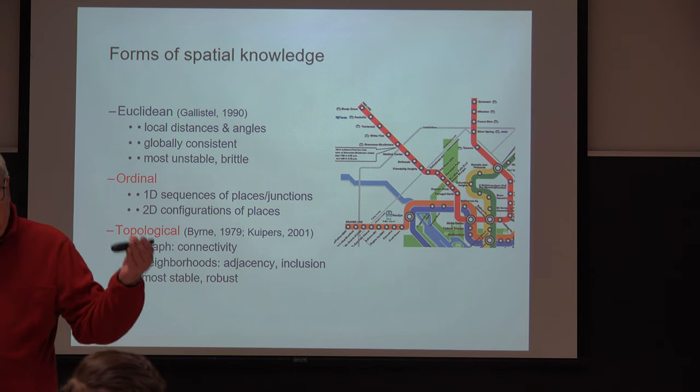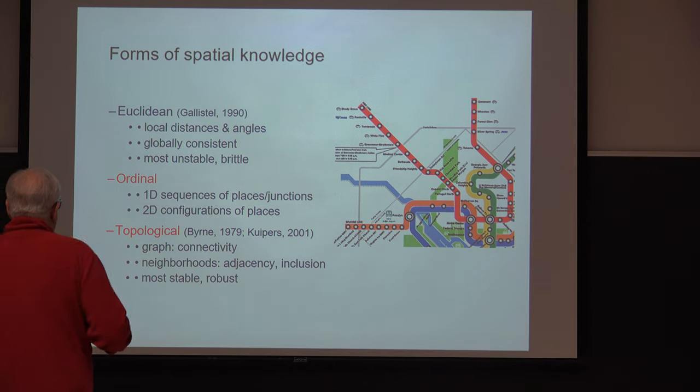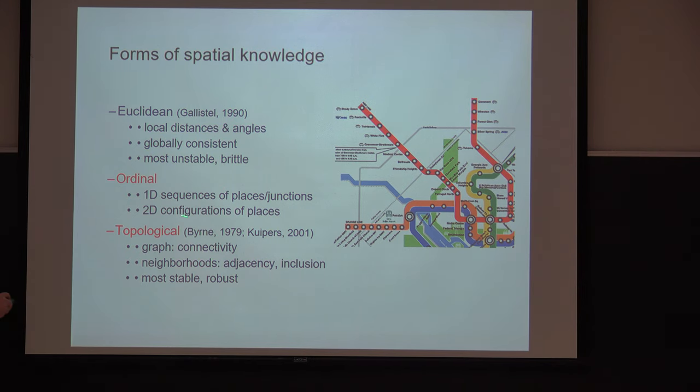It's using ordinal and topological information. So topological information involves graph, connectivity, neighborhoods, adjacency, occlusions. This is the most stable and the most robust. So the idea here is if you buy the Kleinian story that I've been building throughout the class, this should be the most powerful representation, the most stable representation of the environment. Ordinal should be next, and Euclidean should be the worst.